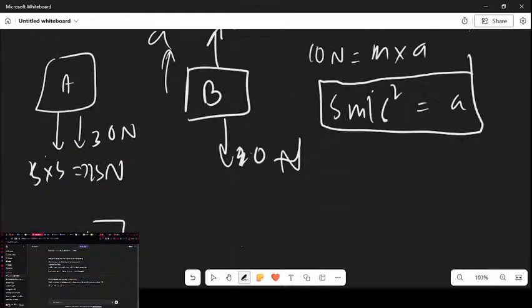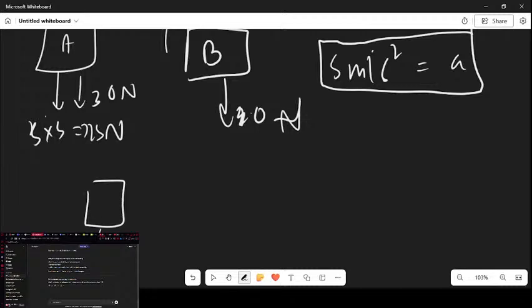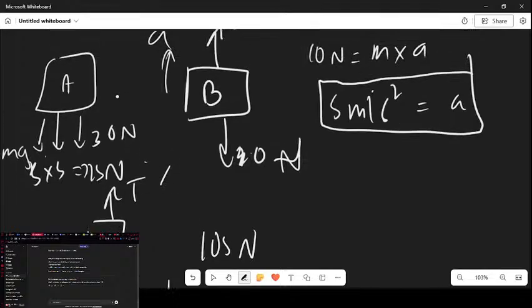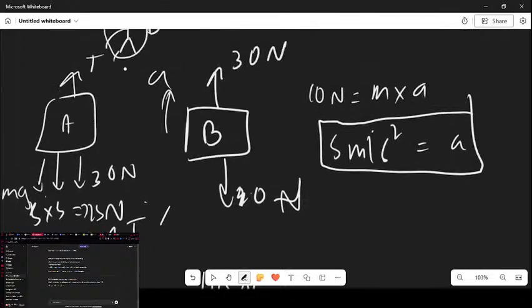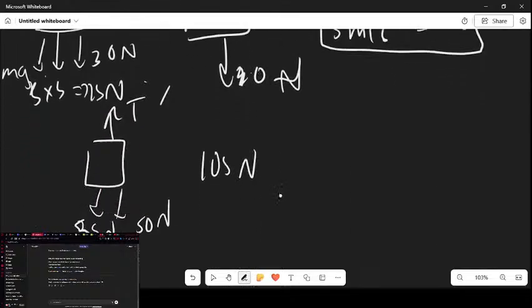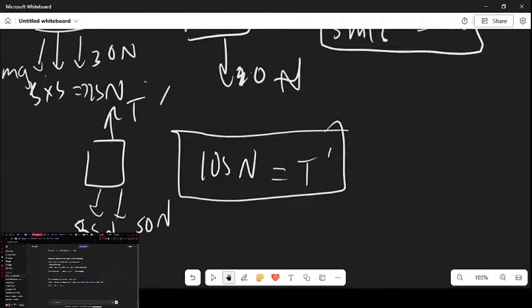Its total is 55 Newton plus the mg, that is 50 Newton, so it's 105 Newton. This is tension T dash, equal to T dash. So that is the maximum it can have.